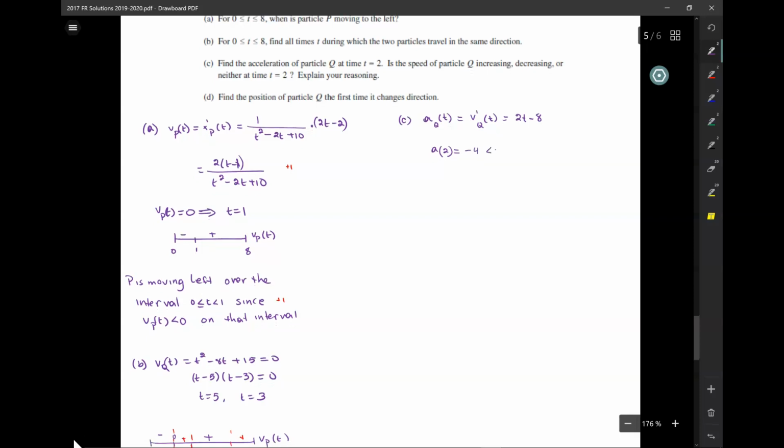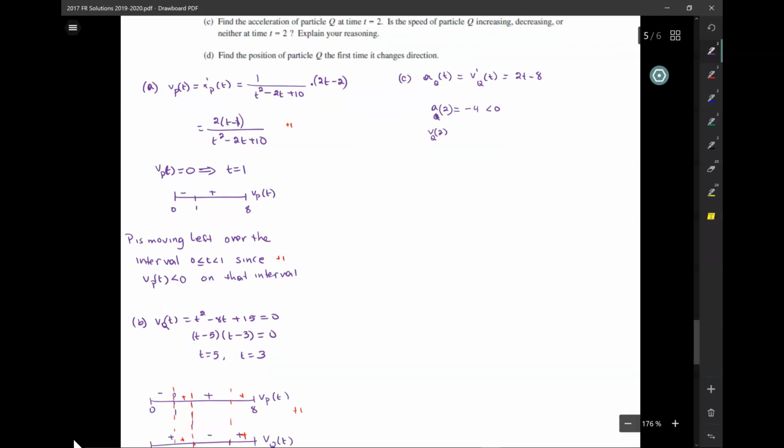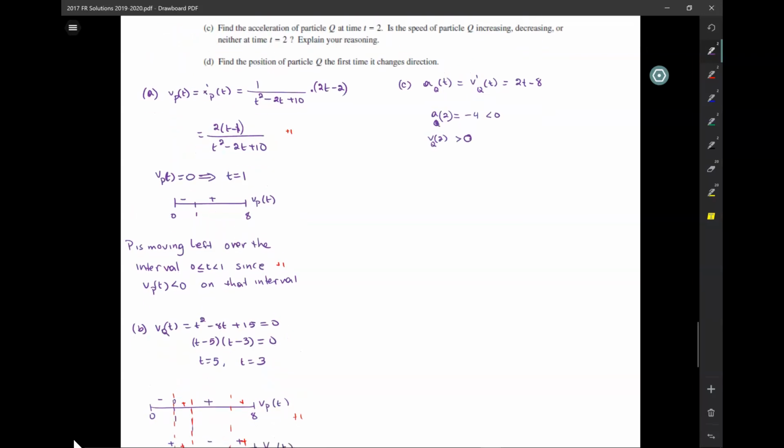That's less than 0. Label it as AQ, because I'll take points off for mixing up the two different ones. V of 2 is positive, right? And so A of 2 and VQ of 2 have opposite sign. That means the speed is decreasing. It's going slower.